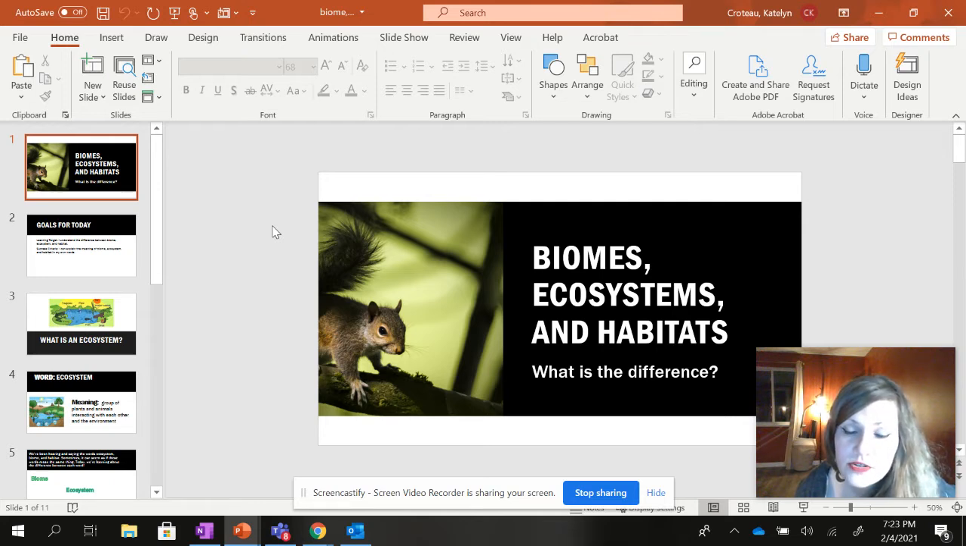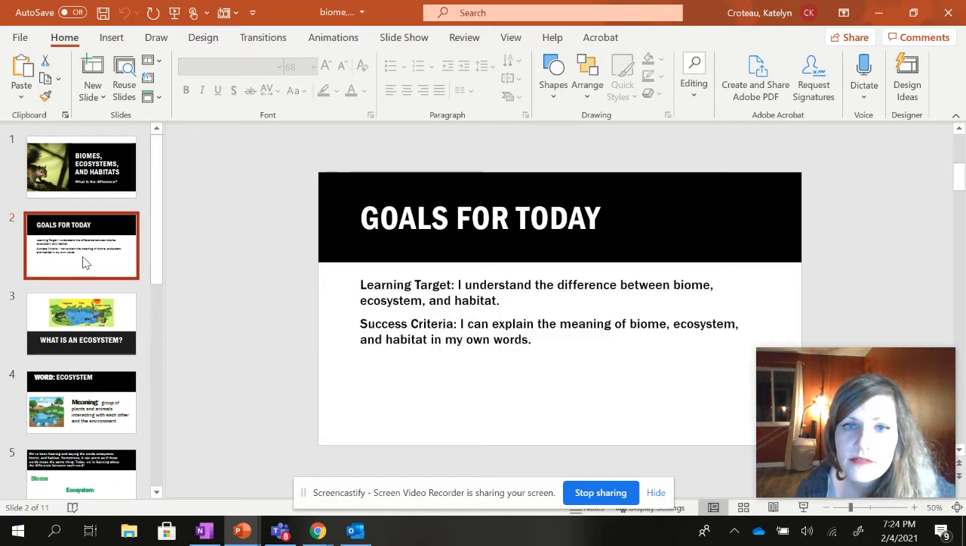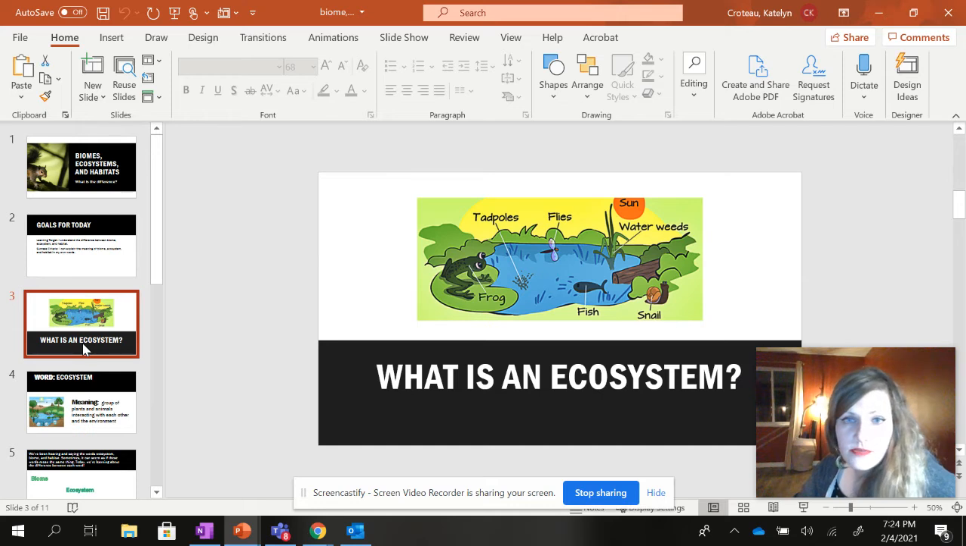When you answer the questions on Microsoft Forms, you're going to want to use your own words. So yes, these are going to have definitions, but you need to take those definitions and put them in your words, please, where you're not copying and pasting from Mrs. Croteau or Google. Okay. So, biomes, ecosystems, and habitats, what is the difference? Well, your goal is to understand those differences and then be able to explain the meaning of those 3 terms in your own words, okay? Which is what that forms page will be. What is an ecosystem? That's our first question.